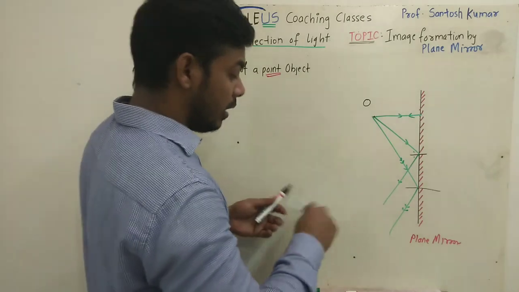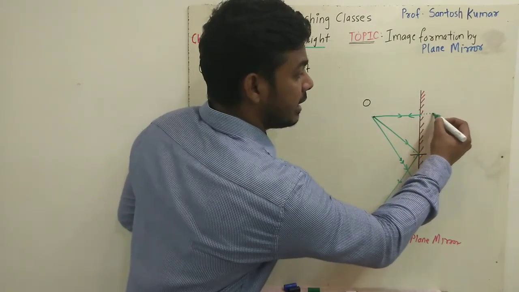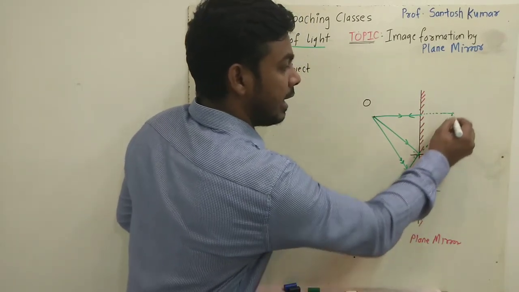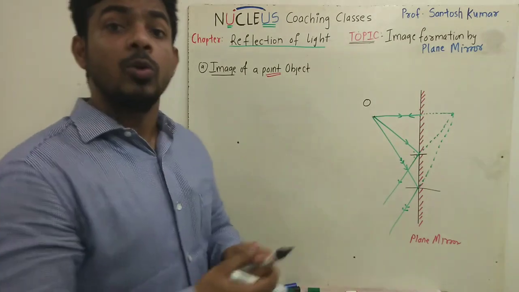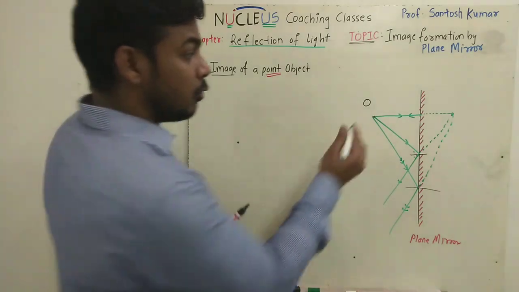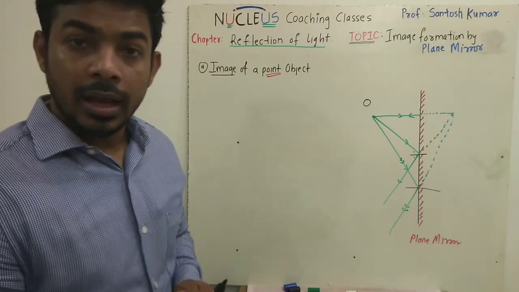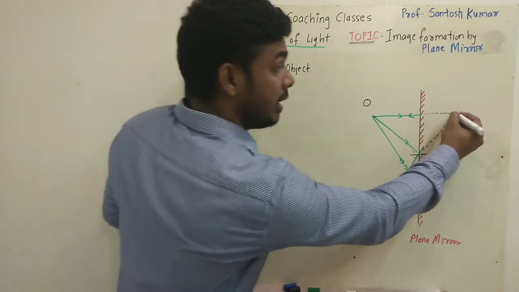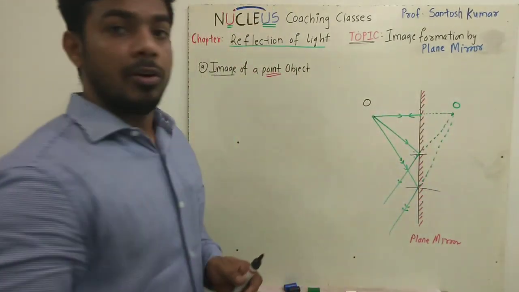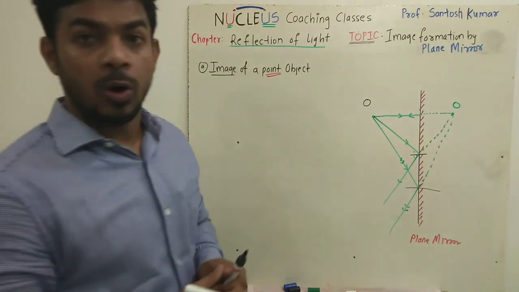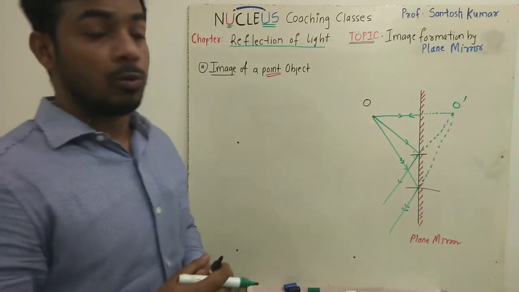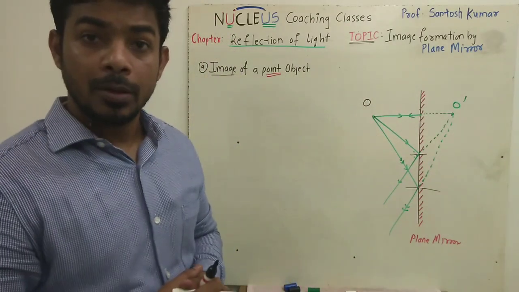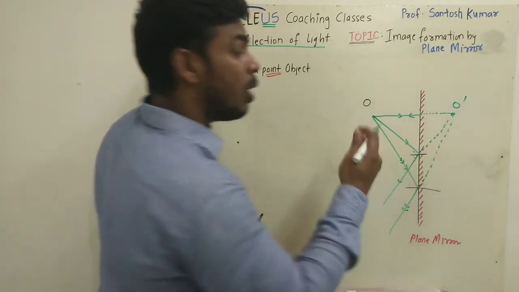So I will just extend them backward. Let's see if they meet. If I extend them backward, I can see that these rays appear to meet at a point, right? So we have a point object O over here, and the rays from the point object, after reflecting from the mirror, appear to meet at a point. We will say at this point the image is formed. I would name this image O dash, which is the image of the point object O. So we can say that the image is formed behind the mirror.